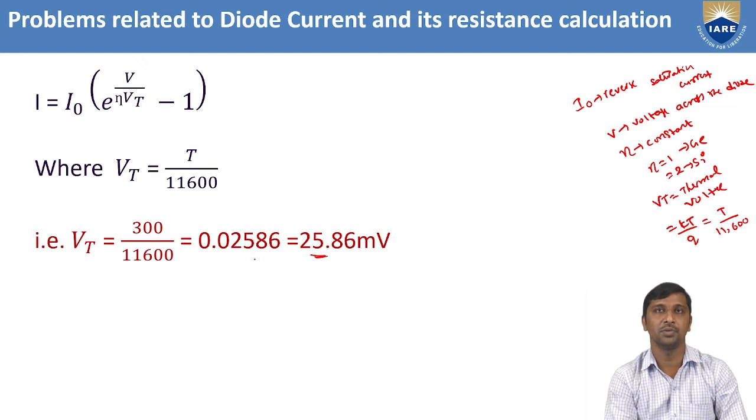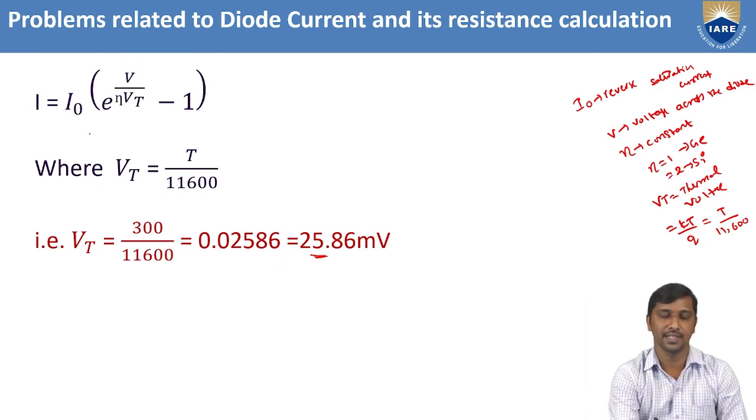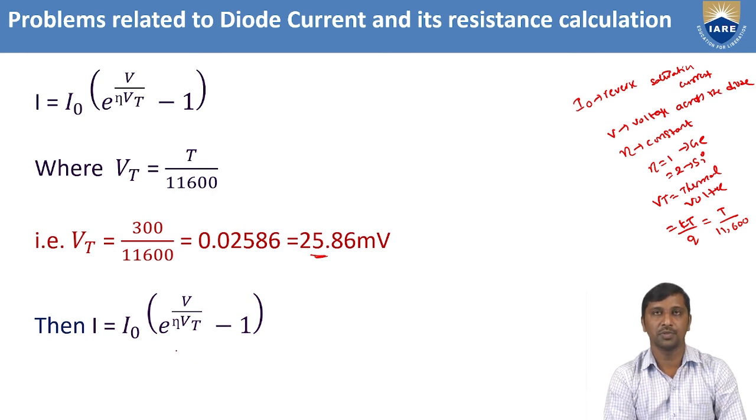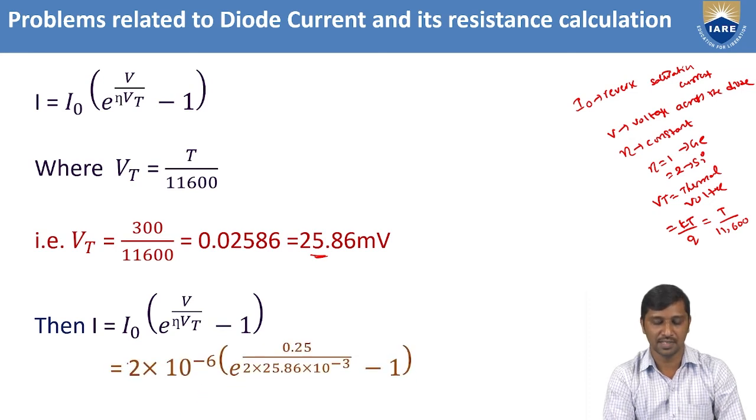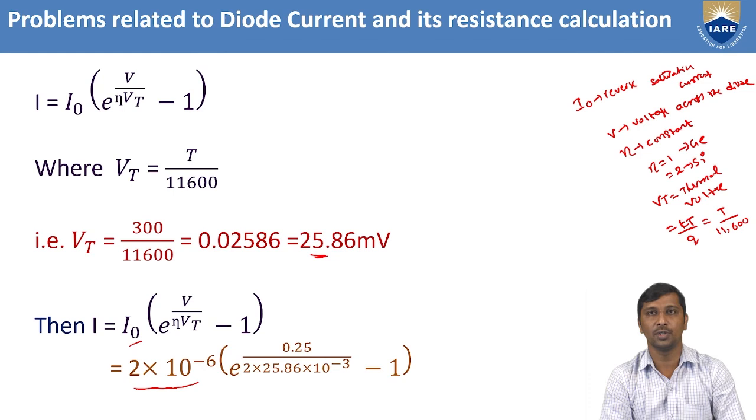Now we are going to calculate how much current is generated across the PN junction diode. So I am going to recall this equation again and substitute the given values. I naught is given as 2 microamperes, 2 into 10 to the power of minus 6, and e to the power of V, the voltage across the diode, which is given as 0.25, divided by the eta value. Here the diode type is silicon, hence eta is 2. Vt we just observed. What is the Vt value here?